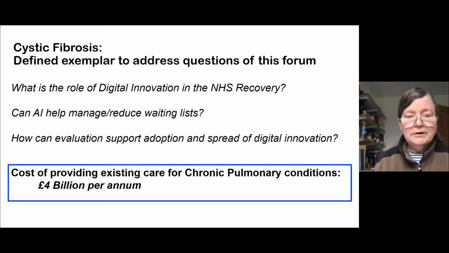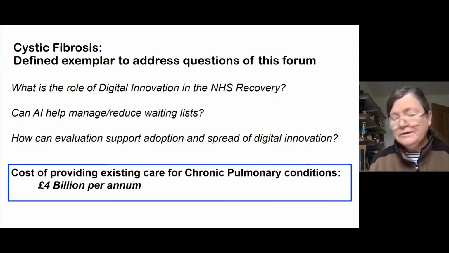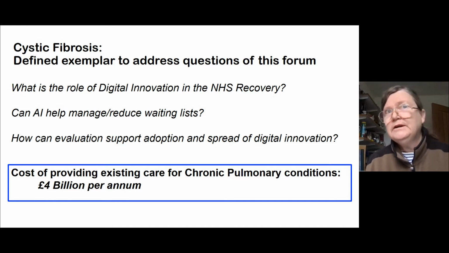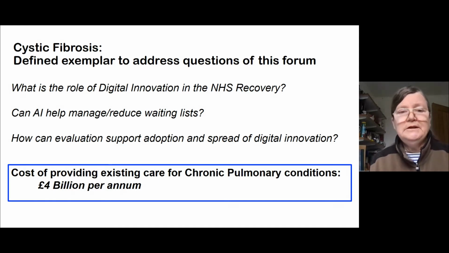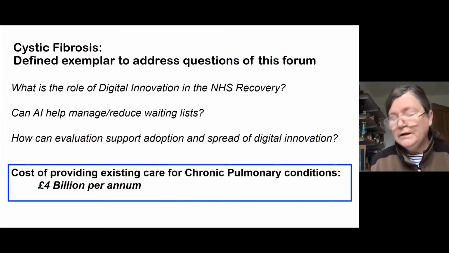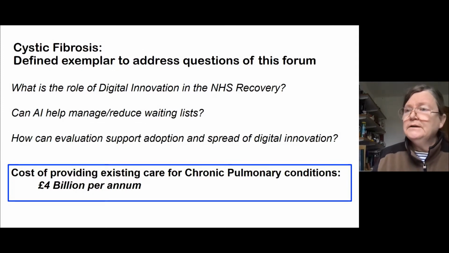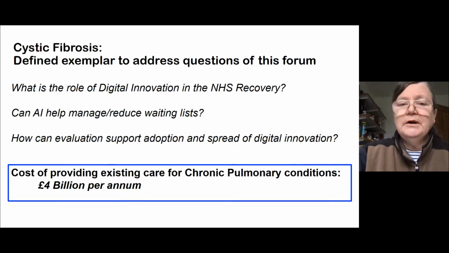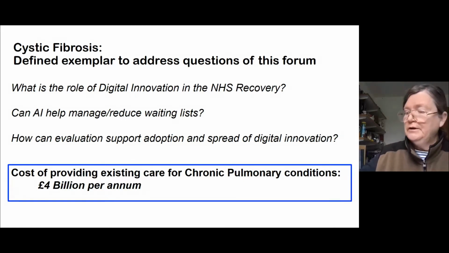I just reminded people here of the questions that are present for this forum, and I've tried to address these questions through my presentation. Just as background, the cost of chronic pulmonary conditions in the UK is in the region of £4 billion per annum, and we're looking for ways to improve the treatments so that we can manage this better.